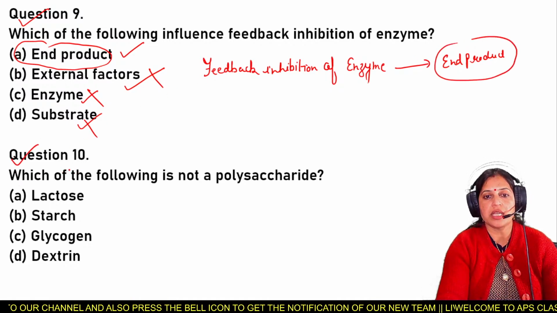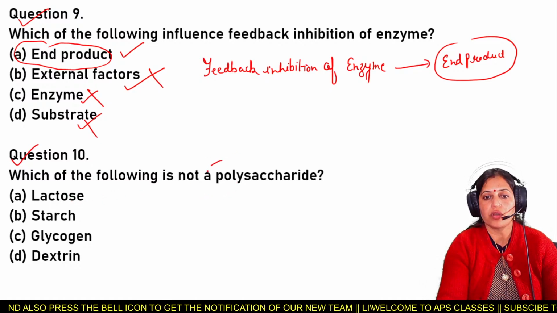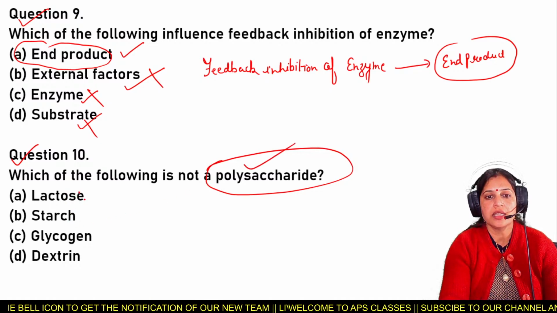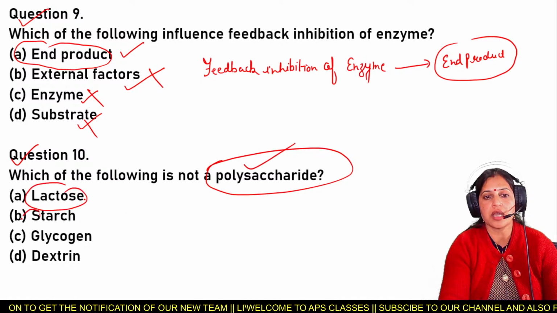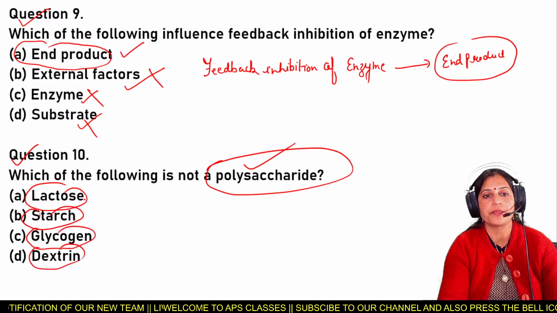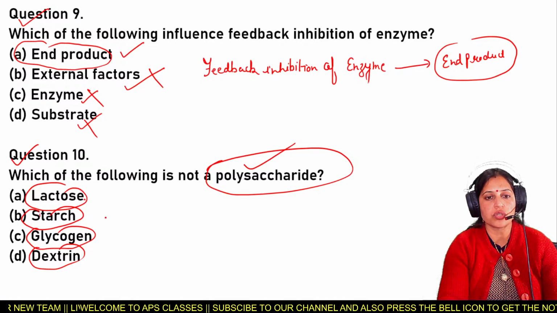Next is the question number 10. Which of the following is not a polysaccharide? Options are A, lactose, B, starch, C, glycogen, and D, dextrin. So which of the following is not a polysaccharide? It is your question number 10.